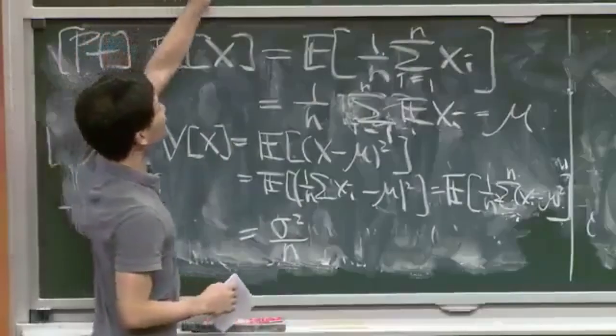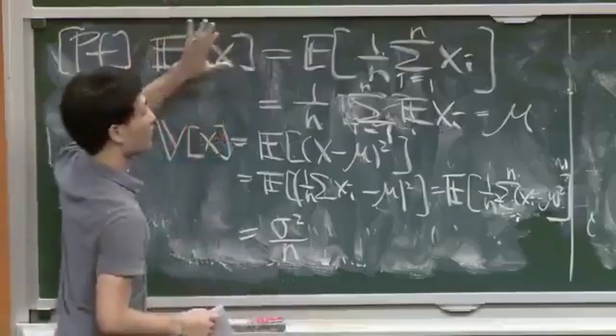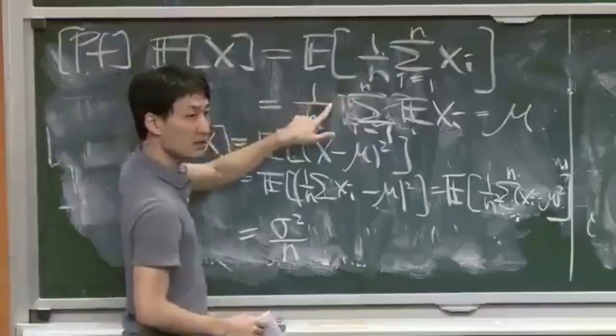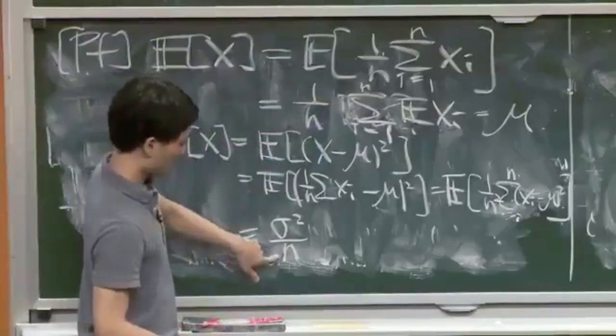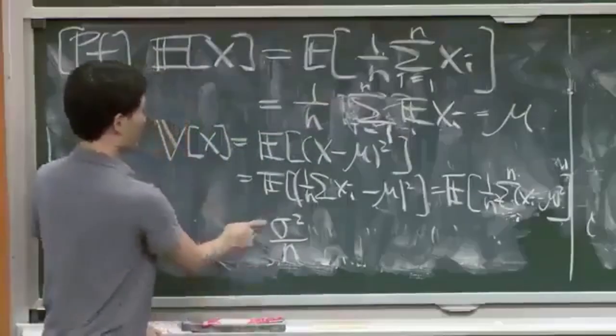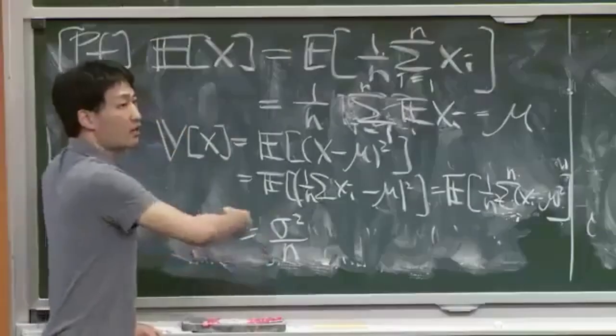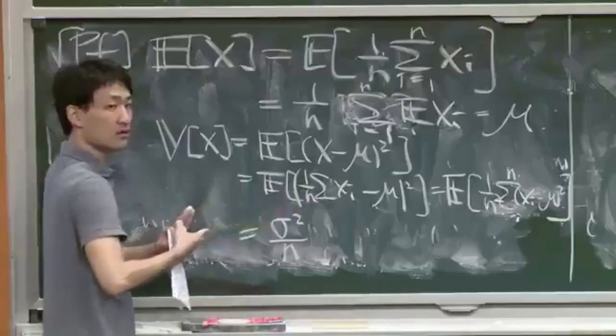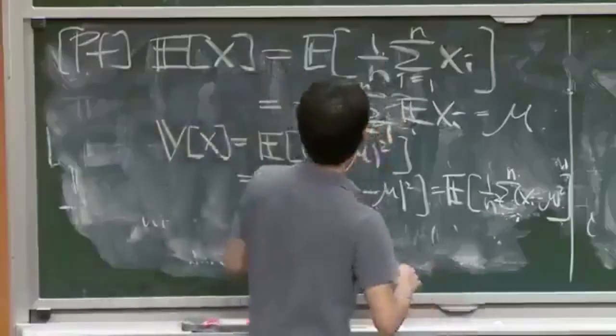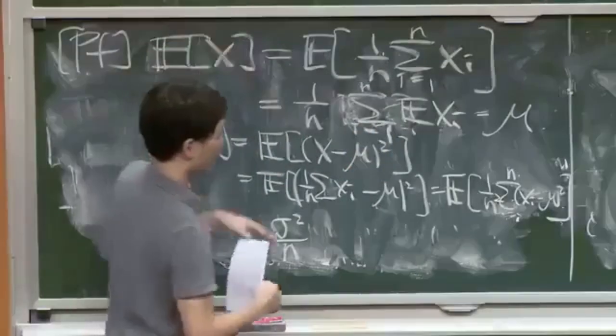That means the effect of averaging n terms does not affect your average, but it affects your variance: it divides your variance by n. So if you take larger and larger n, your variance gets smaller and smaller. And using that, we can prove this statement.